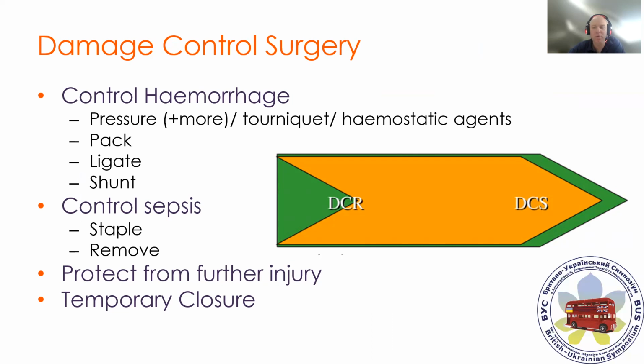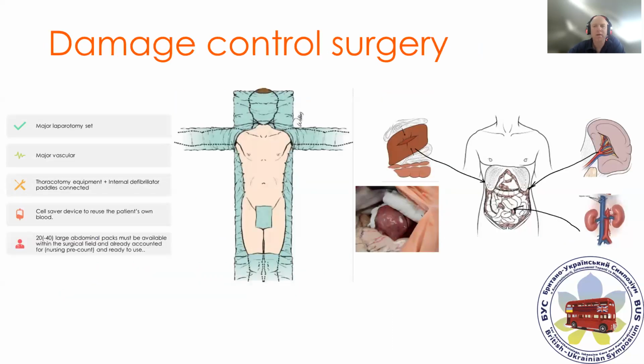It should take no more than one hour. It's quick surgery. And these are the sort of things that they might be doing. So the patient should be positioned in the crucifix position. We need a major laparotomy and vascular set, as well as thoracotomy equipment, a cell salvage applied, as well as 20 to 40 large abdominal packs, ready counted, ready to use.